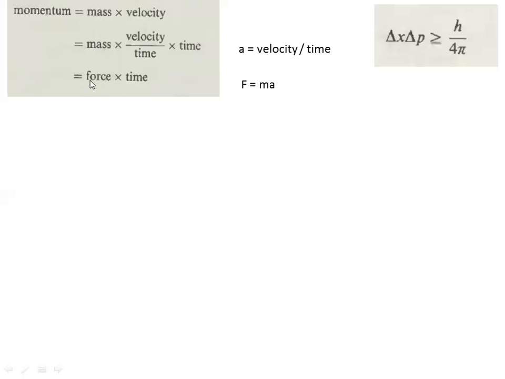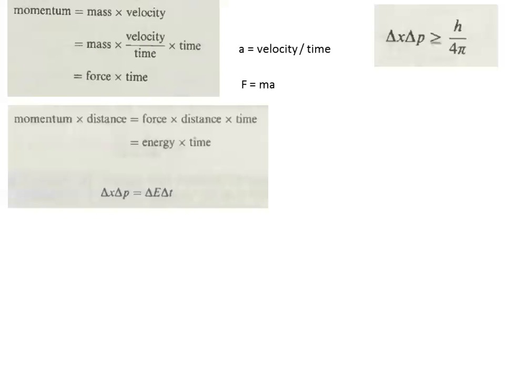So momentum is, this is another equation for the momentum. Momentum is mass into velocity, and you can say momentum is also force into time. And this is the same thing. And in the second equation, I am going to multiply the distance on both sides. Why am I going to multiply the distance?